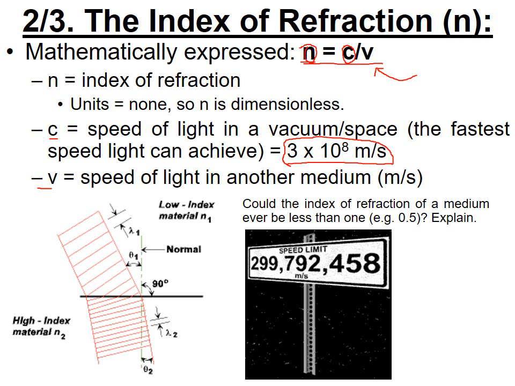Physics will be full of calculations. You need to know how to manipulate equations, but also how to understand the equations conceptually speaking. So very quickly, on that same note, we have a little question here that I expect you to be able to answer, and I want you to try to answer it using the formula. Could the index of refraction of a medium ever be less than 0.5? Explain. So we know that the formula for the index of refraction is N is equal to C over V.